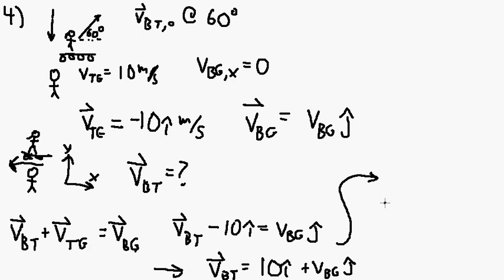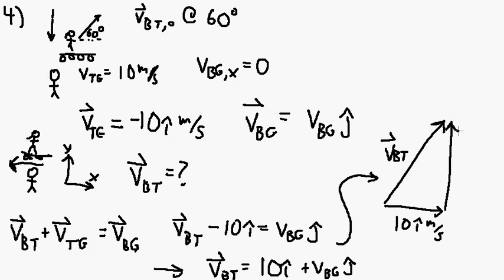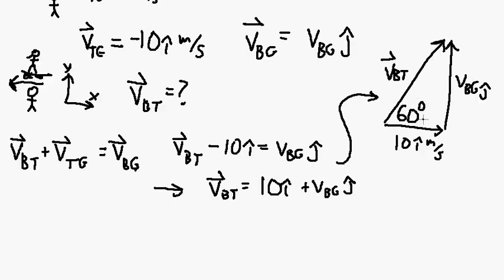So here's VBT, and here is our 10 i hat meters per second, and it's this plus this, so this is our VBG j hat. Now what we know is that this angle is 60 degrees. So now it's pretty easy to figure out what VBT is and VBG.